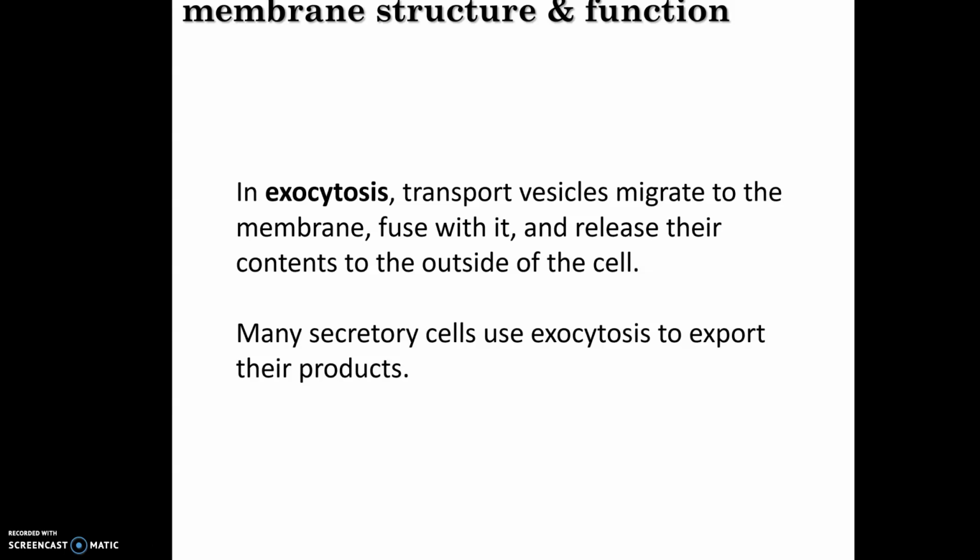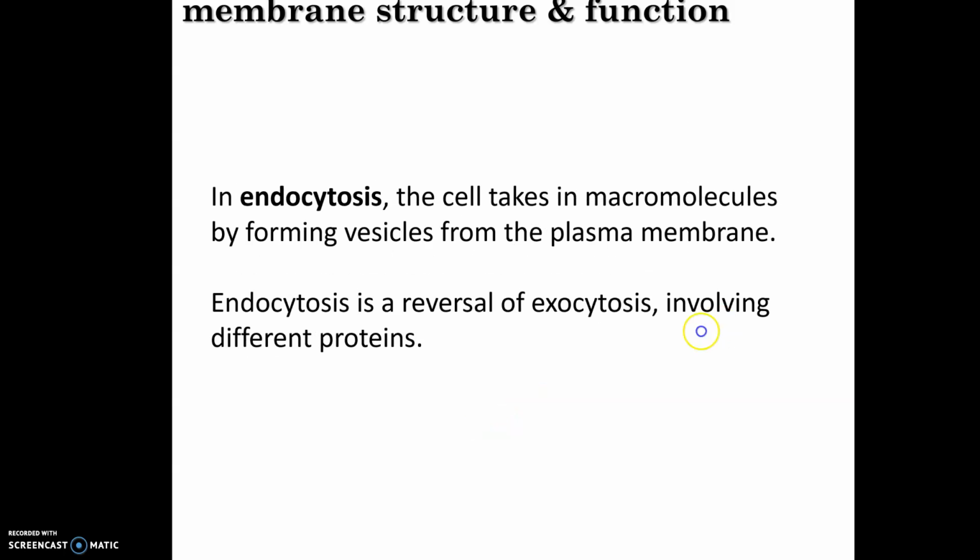And in exocytosis, the transport vesicles migrate to the membrane, fuse with it, and release their contents to the outside of the cell. And so a lot of your secretory cells are going to use exocytosis to export their products, such as insulin. Insulin is secreted by exocytosis into pancreatic cells.